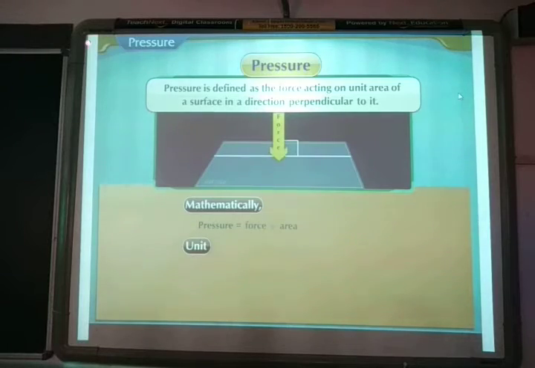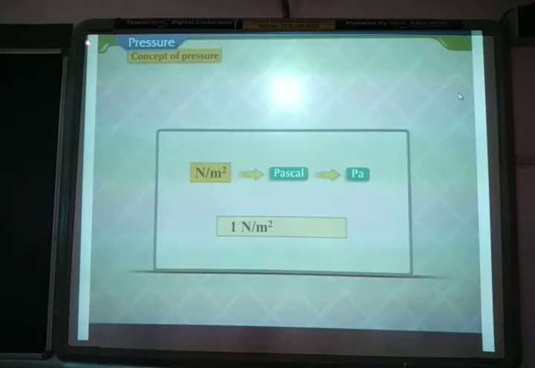Let us study the unit used to measure pressure. Since the unit of force is Newton and area is measured in meters squared, pressure is measured in Newton per square meter, denoted as N per m squared. However, Newton per meter squared is known as Pascal, which is denoted as Pa. Therefore, 1 Newton per meter squared is equal to 1 Pascal.